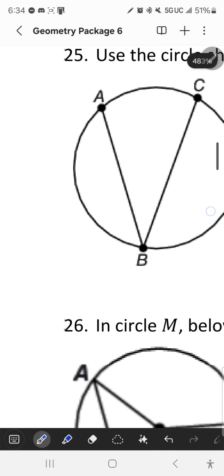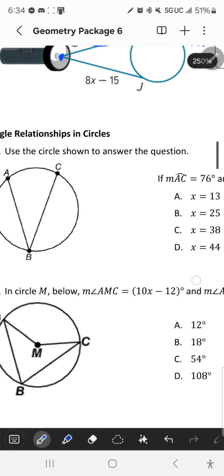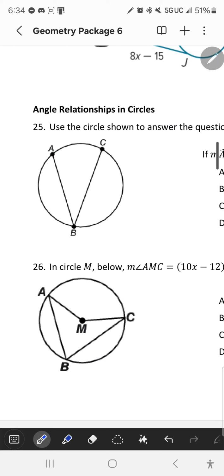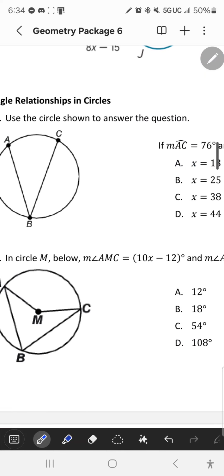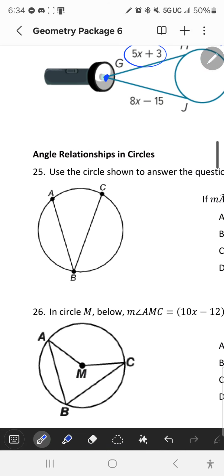Now next. Use the circle shown to answer the question. Okay, now we are looking at angles. This for me is easier, but I leave it to you guys' understanding. But I'll tell you why for me it's easier. So use the circle shown to answer the question. We know that the measure of the arc, this symbol right here, like the semicircle on top of the letters, just means the arc is 76 degrees.